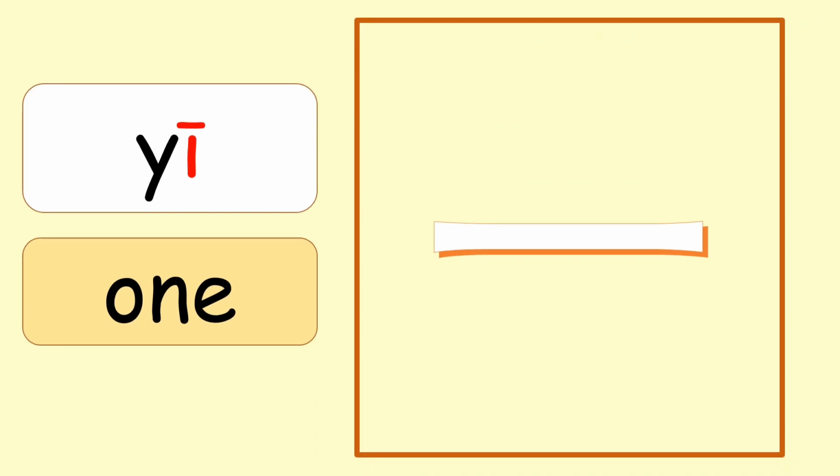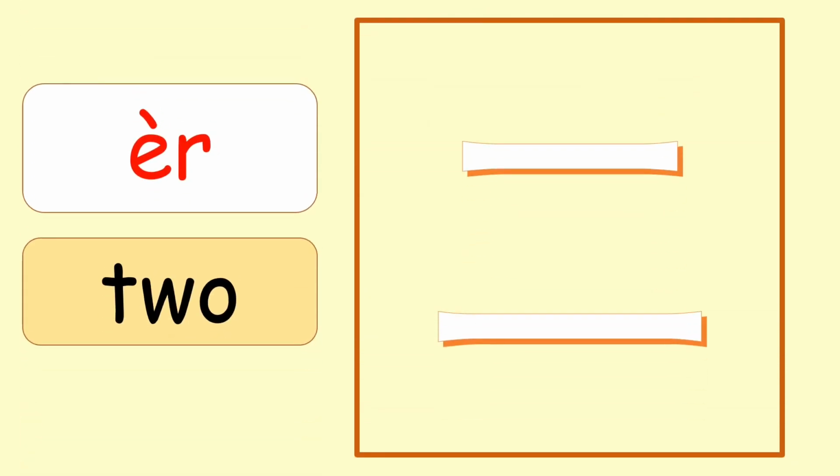Yī, number 1. Yī has only 1 stroke. Like this, you start from left to right. Yī means 1. Very simple, right? Let's see number 2. Èr. Èr. There are 2 strokes in here. Èr, the one on top and the one at the bottom. So we start from top to bottom. 1 and 2. Èr. If you notice, the one on top is shorter than the one below.